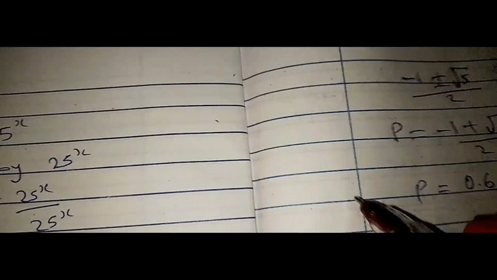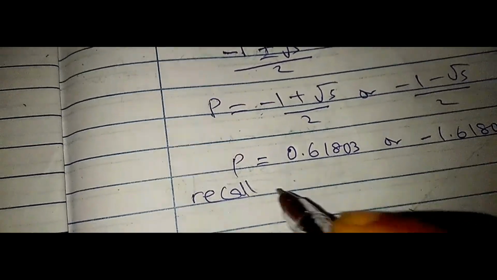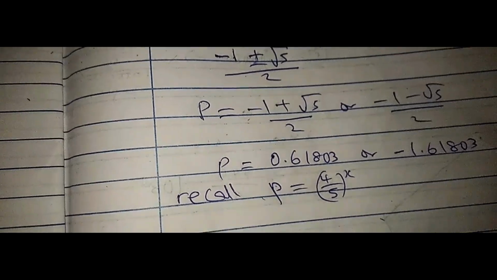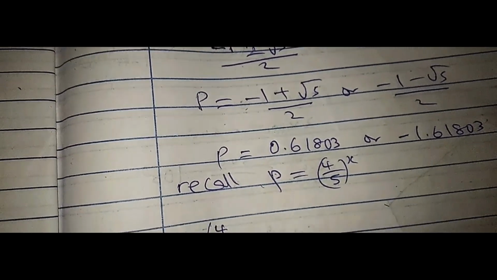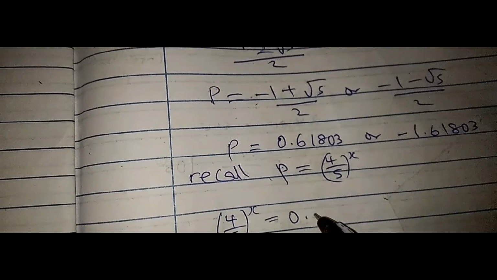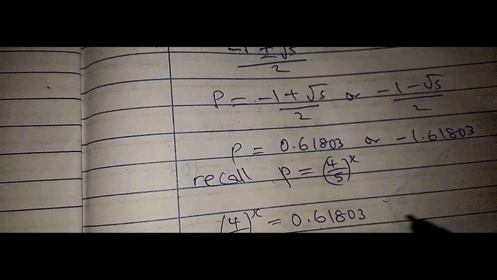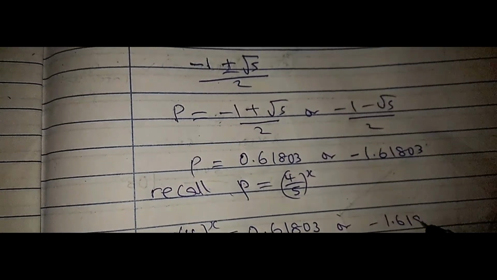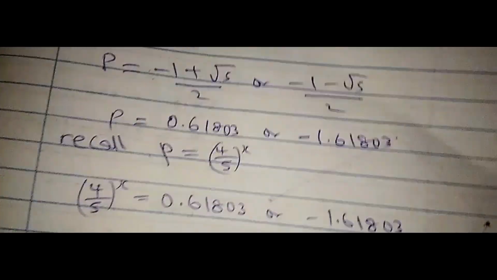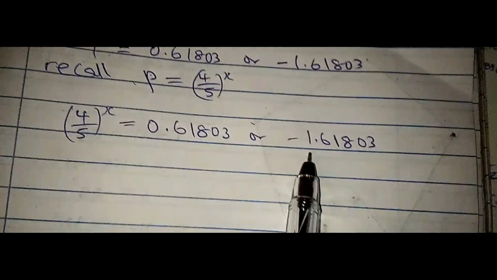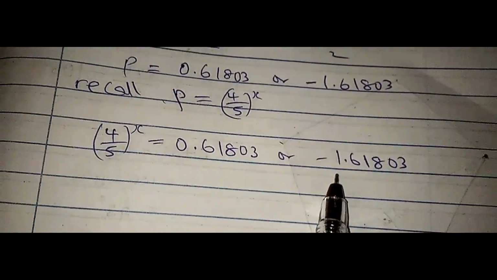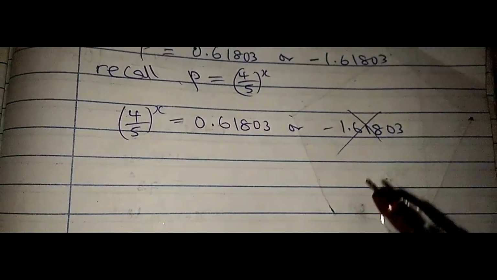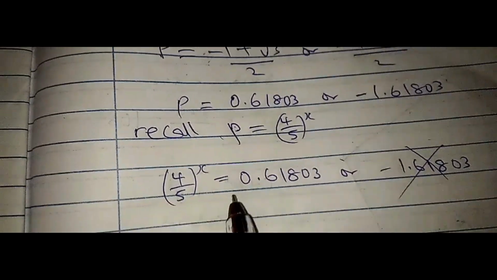But remember that what we call p is equal to 4 over 5 raised to power x. So it means that 4 over 5 raised to power x is equal to 0.61803, or minus 1.61803. Now this is a negative number. It is not possible to raise a positive value to a power and get a negative number, so this is automatically gone. So now we'll focus on this.